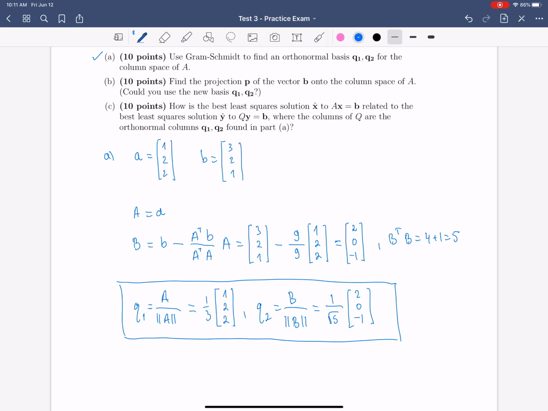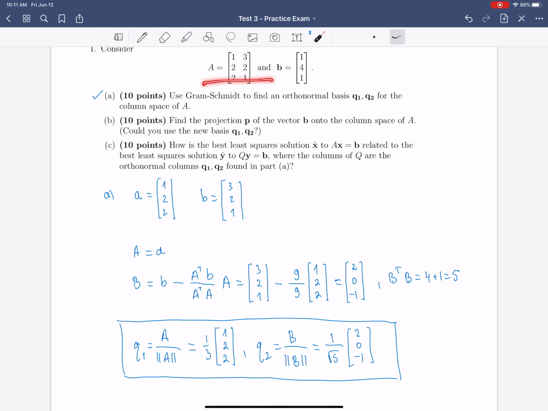Let's look at part B. It says find the projection P of the vector B. Now let's forget about this A, forget about this B. They no longer exist. Forget about this capital A, capital B. Going forward, you have a Q1 and you have a Q2, and we're going back to this A and that B. So this was us introducing something because that's how we talked about the Gram-Schmidt algorithm.